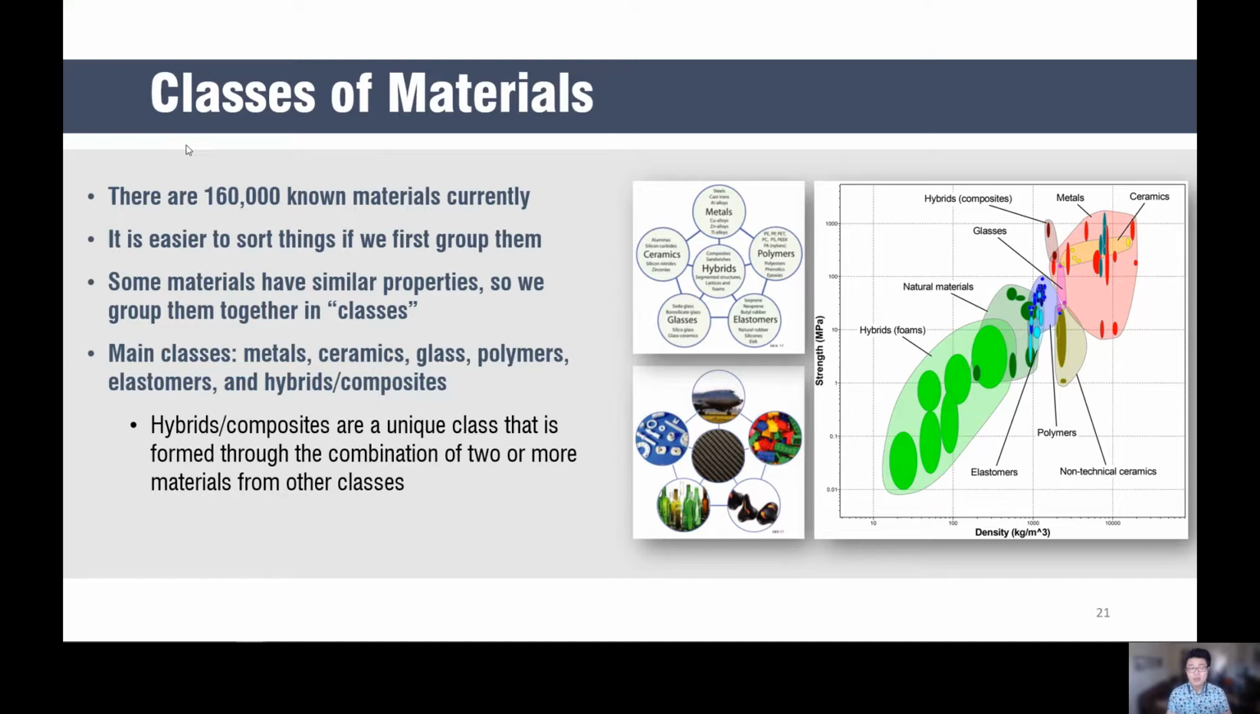In total, we actually have 160,000 known materials currently to humankind. So this is a mess. I talk about stainless steel, I talk about steel, but steel actually has many types. Within that group, there are already hundreds of variants. So engineers use the term class of material to sort them into groups, and it helps us to visualize and get a sense of what that group of material is.